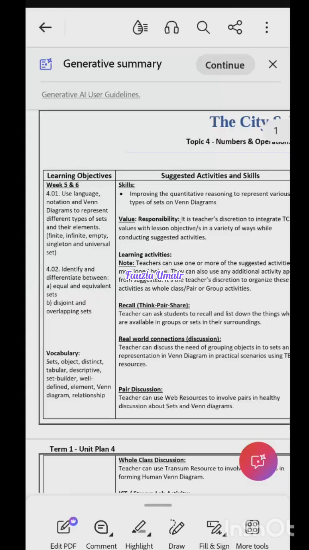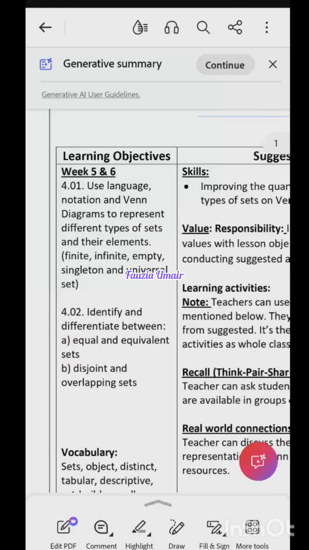There are a total of 2 learning objectives, and this is a 2-week topic, right? So don't go by the learning objectives at all. There is a lot which you need to learn in this topic. So the first learning objective is use language.